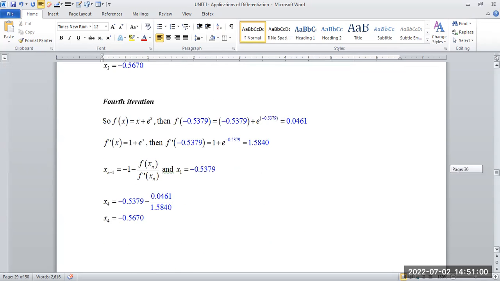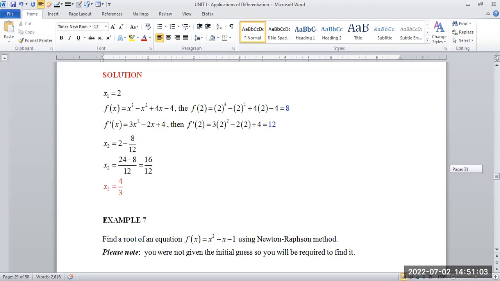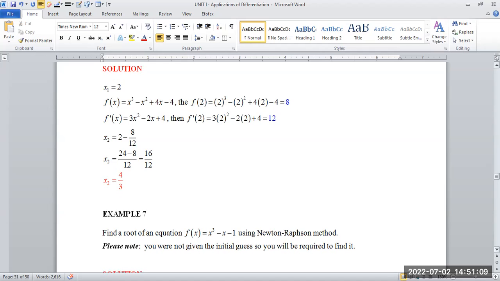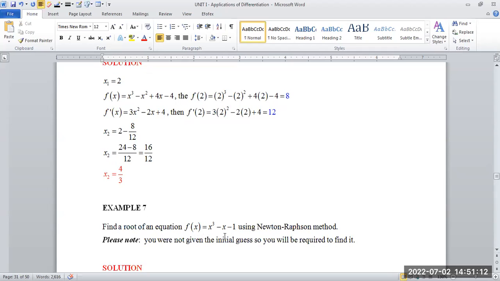Let me give you example 7 to work on. But before I give you example 7, I need to talk to you about something. Whenever you're given a question such as this, it says find a root of an equation f of x is equal to x cubed minus x minus 1 using Newton-Raphson. Please note, you're not given the initial guess, so you're required to find it.